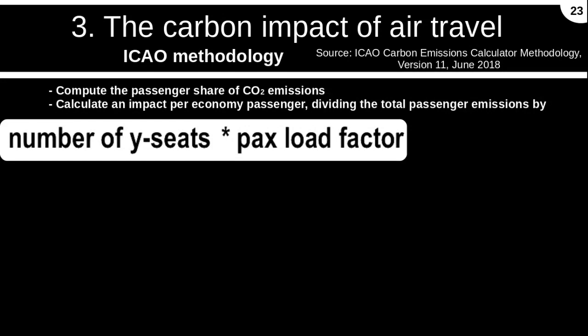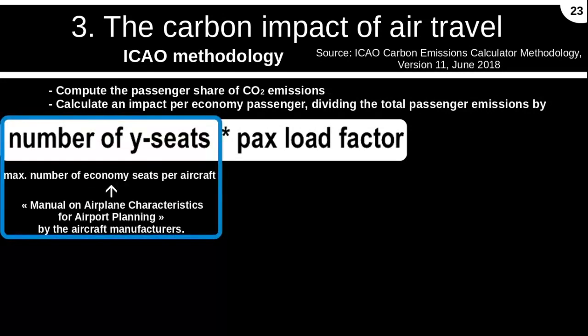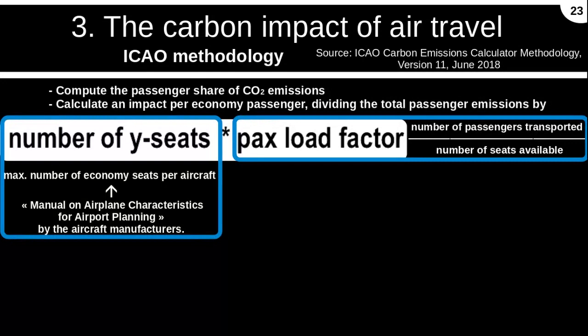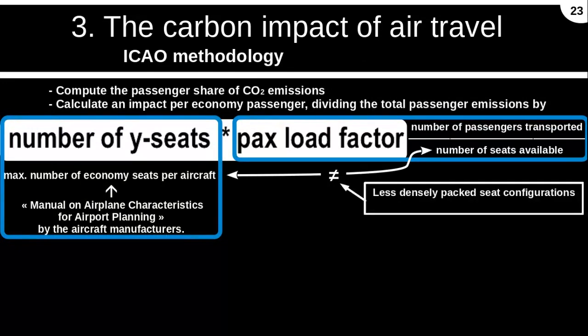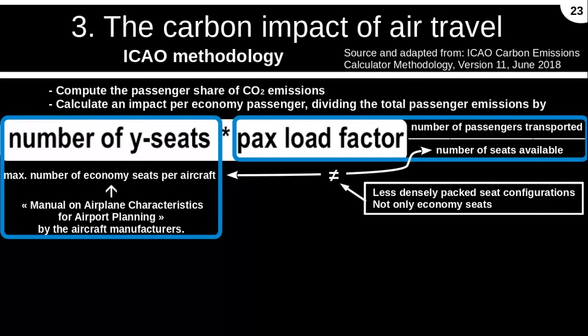What's that? The number of Y seats is the maximum number of economy seats that can be fitted into the aircraft. It comes from documents from aircraft manufacturers. The pax load factor is the number of passengers transported divided by the number of seats available for passengers. It's different from the maximum number of economy seats because the airlines often use less densely packed configurations than the maximum, and sometimes there are not only economy seats.